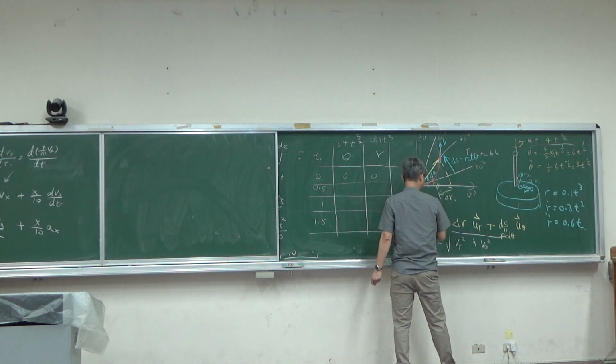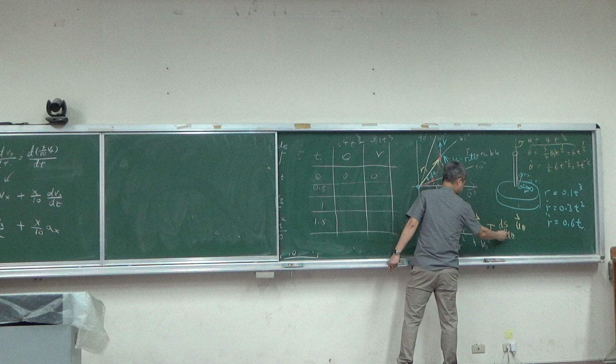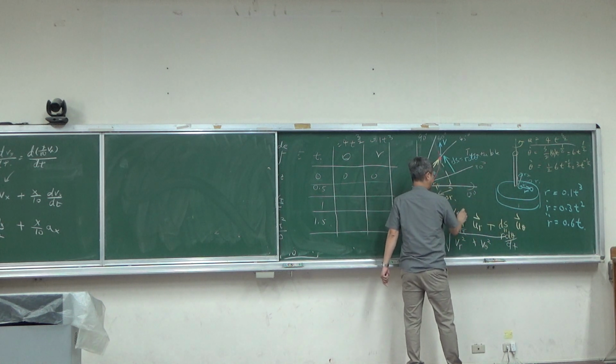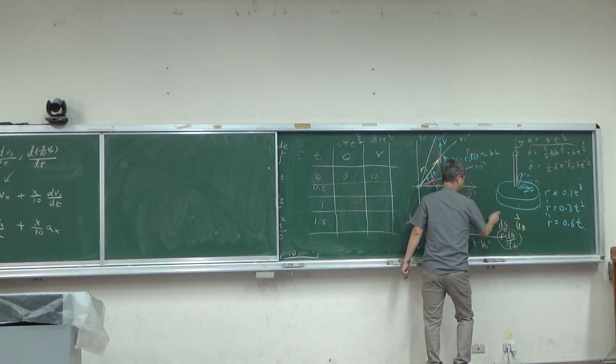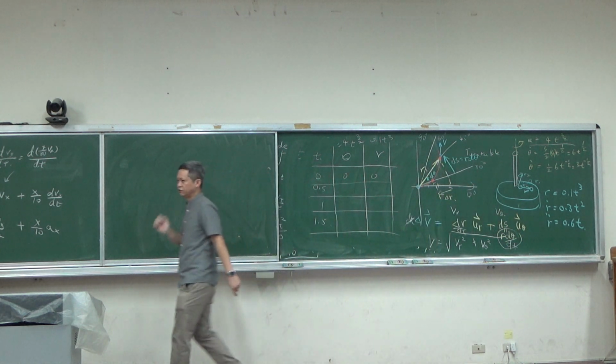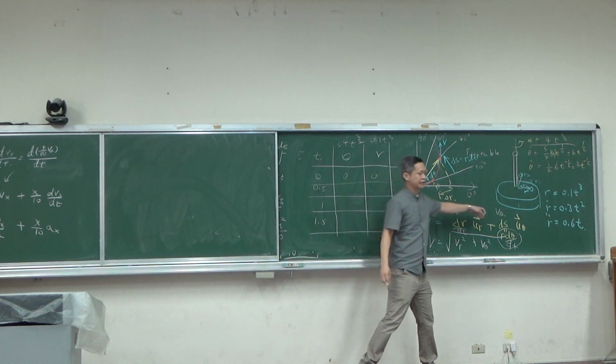What is your Vr? Your Vr is dr over dt. After differentiation, you have your Vr, and this one is your V theta. V theta is not theta dot. V theta is the circumference velocity change.